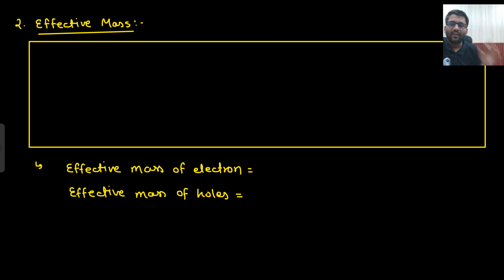Let's go to the next term, that is effective mass. This is important. Here we are going to study effective mass on a very surface level only. Okay, in a very crude way, I will tell you the meaning of effective mass, but again it will come back when we study direct band gap semiconductors and indirect band gap semiconductors. So at that time it will again come back.